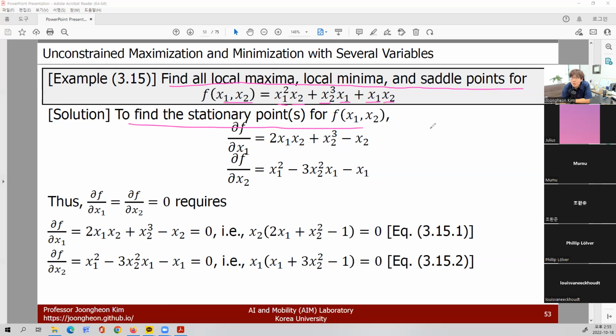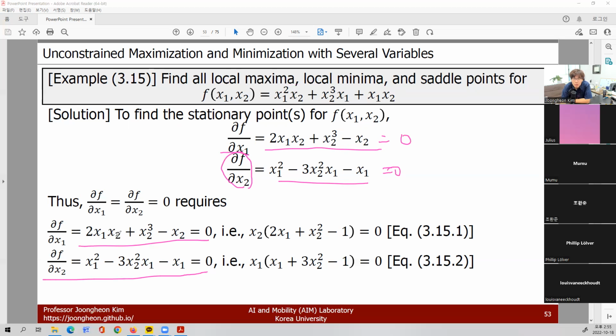To find the saddle point here, you have to take the partial derivative with respect to x1 and x2. When you take the partial derivative with respect to x1, you get this result. You take the partial derivative with respect to x2, and you have this one, right? Then you set this one to 0 and this one to 0, right? That's why this one becomes 0, this one becomes 0. Then you combine with x sub 2, and you combine with x sub 1. So this can be 0 or this can be 0. This can be 0 or this can be 0. Then let's go to the next slide.